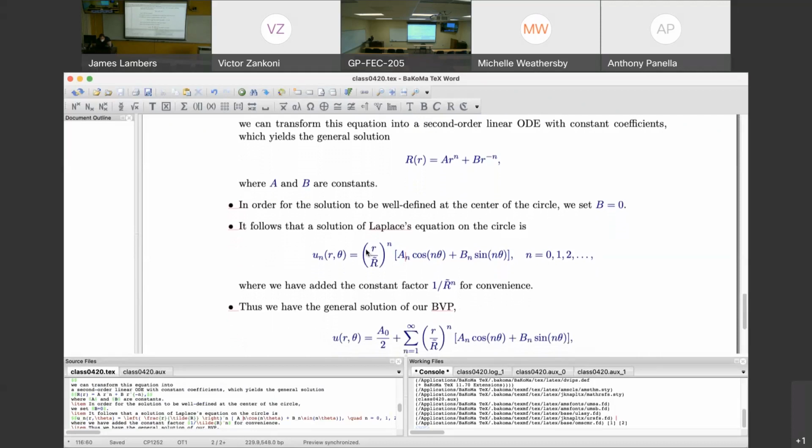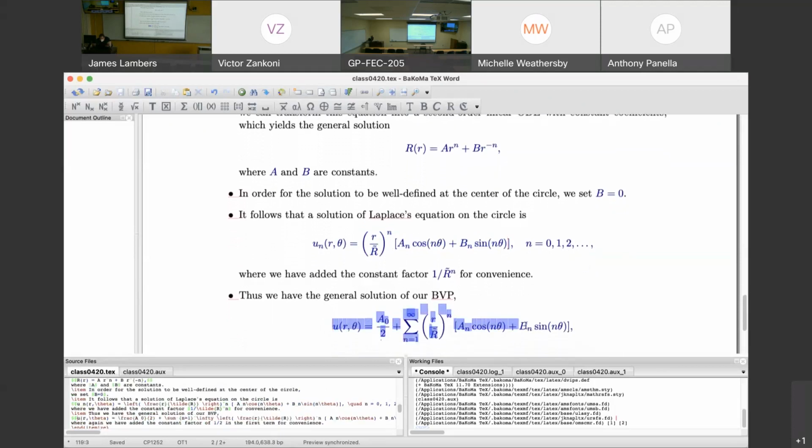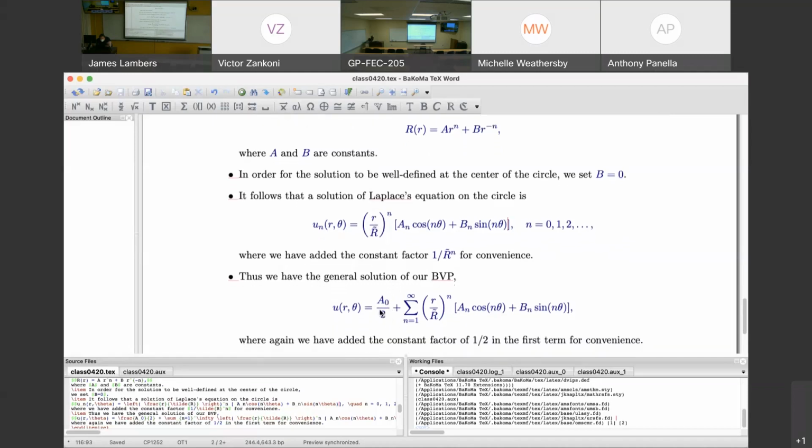So now, if I take all solutions of this form, for n equals 0, 1, 2, etc., then here I have my general solution. In the case of n equals 0, this would reduce to a0, and this factor would just become 1. So we're just going to have a constant term up here. And we've seen before with Fourier series that we include a factor of 1/2. Again, that's just for notational convenience.